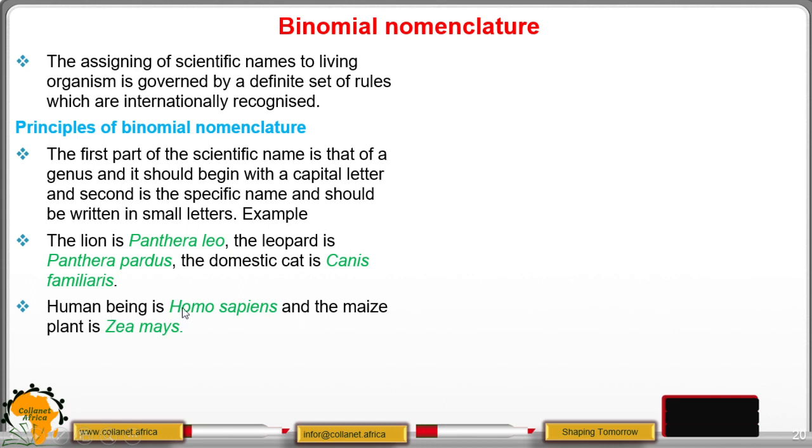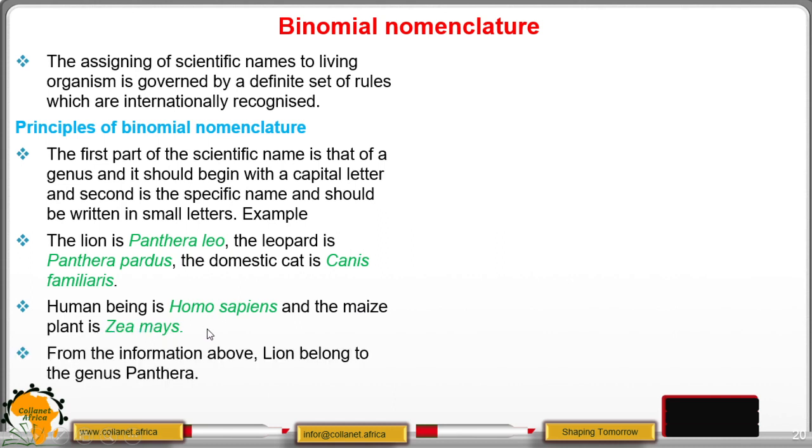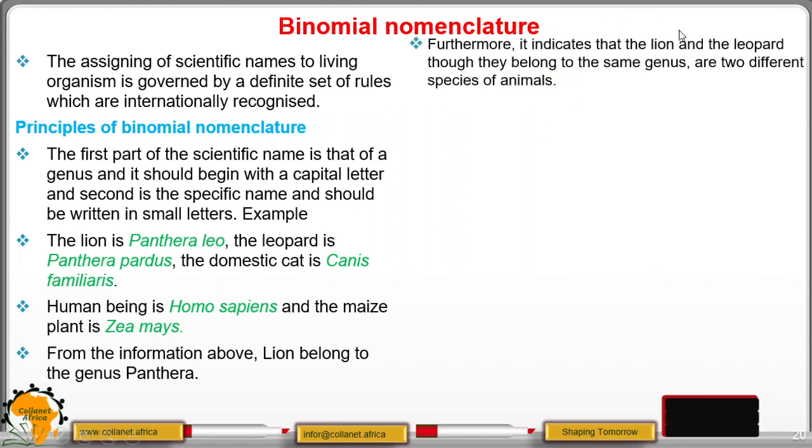The human being is Homo sapiens, that is its scientific name. Now, from this information we have here, the lion belongs to the genus Panthera, and it indicates that the lion and the leopard, though they belong to the same genus of Panthera, are two different species of animals. You can see the lion is species leo and the leopard is species pardus.